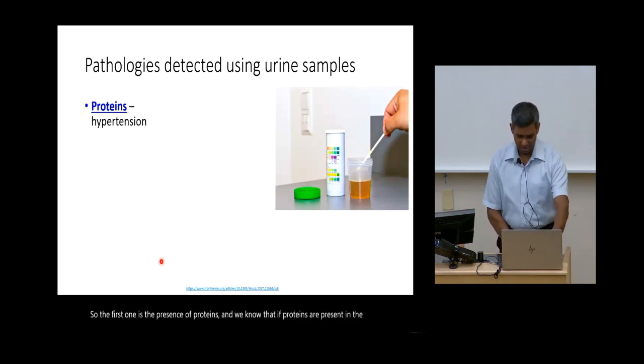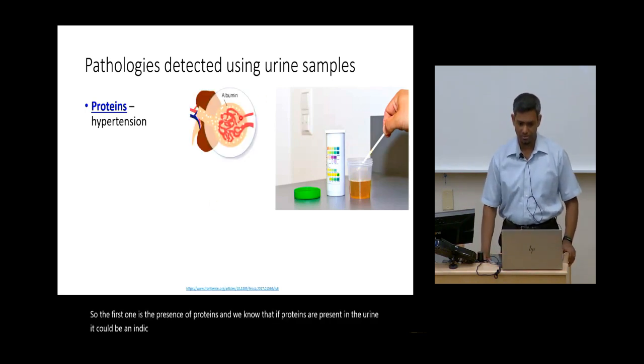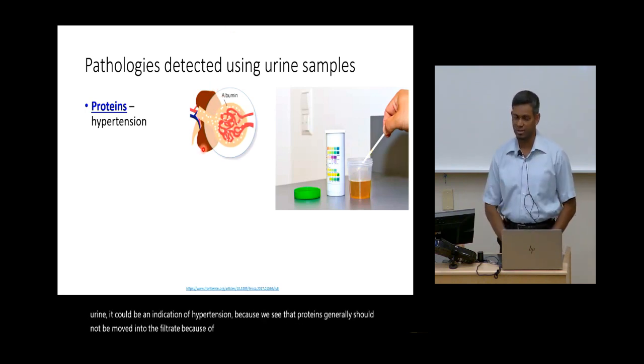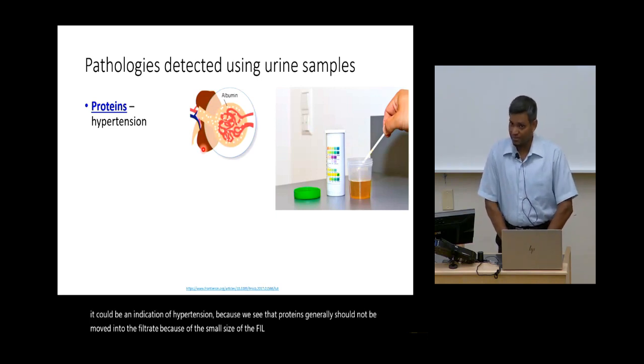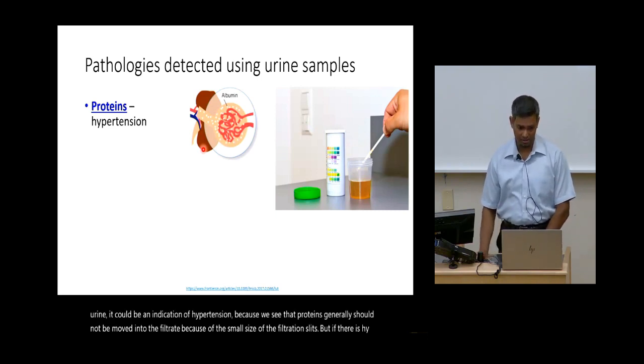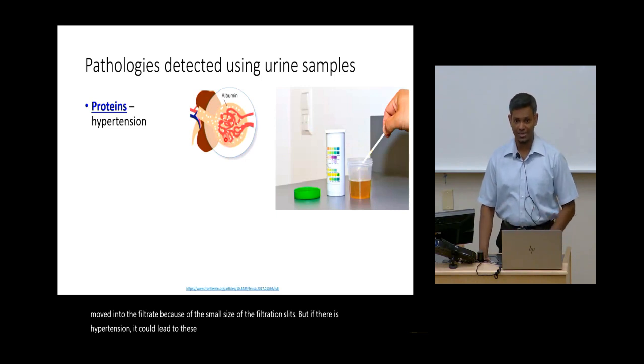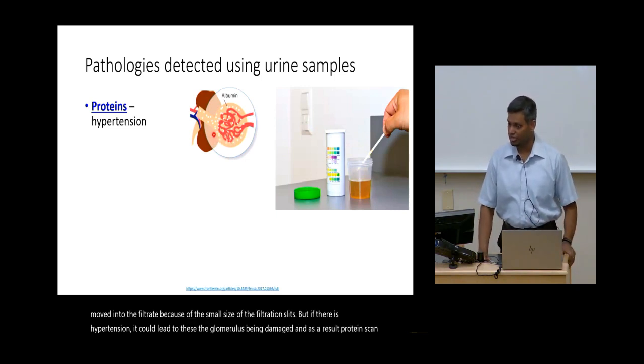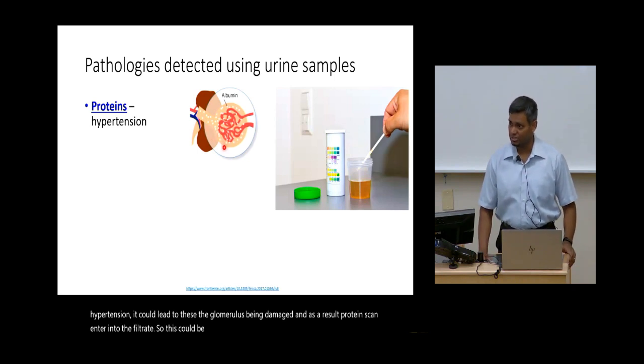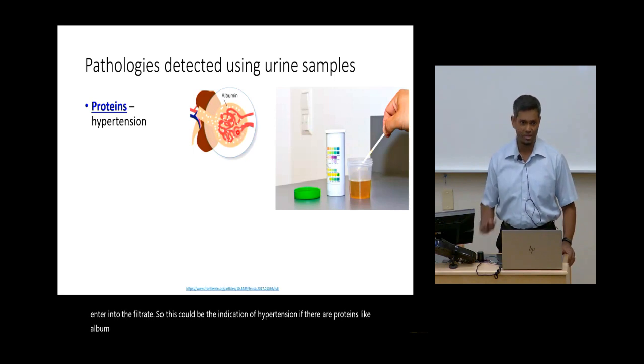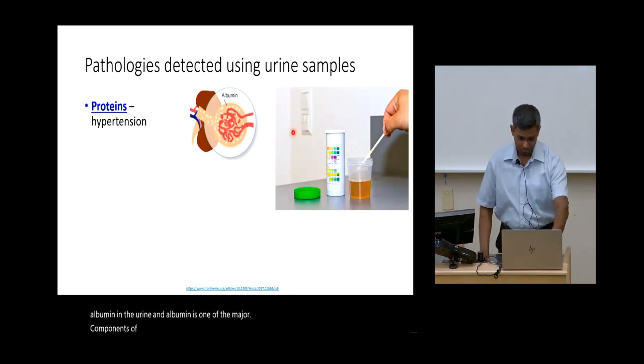So the first one is the presence of proteins, and we know that if proteins are present in the urine, it could be an indication of hypertension, because proteins generally should not be moved into the filtrate because of the small size of the filtration slits. But if there is hypertension, it could lead to the glomerulus being damaged, and as a result proteins can enter into the filtrate. So this could be the indication of hypertension if there are proteins like albumin in the urine, and albumin is one of the major components of proteins in the blood.